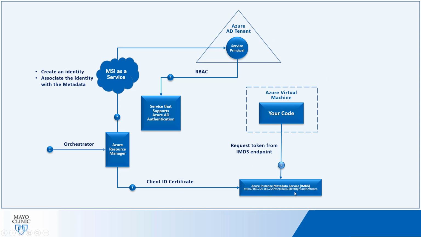But at this point, it's just asking IMDS, can I get a token? And in this case, it is sending that request to the identity endpoint on the Azure Instance Metadata Service. Now, once this request is received by the IMDS, IMDS is actually going to ultimately send that request to the Azure tenant, along with the client ID, the certificate, and the SPN, the service principal name.